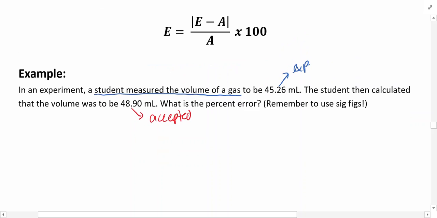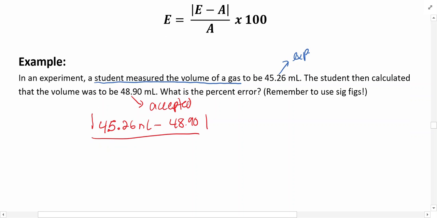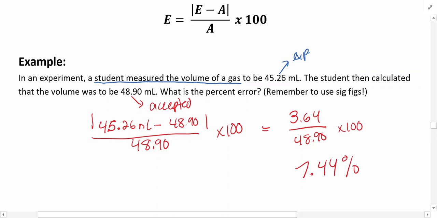So what you're going to do is plug in the experimental of 45.26 milliliters minus 48.90, absolute value of that, divided by the accepted, which is 48.90, times 100. So you're going to end up with 3.64 divided by 48.90 times 100, which will give you 7.44%. That would be your percent error. Notice there's no sign with it because there is that absolute value.